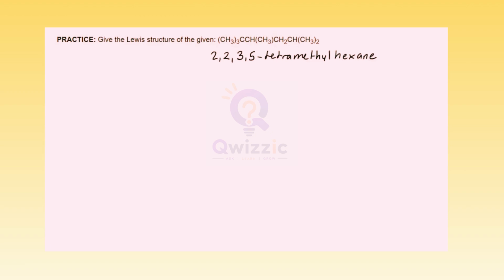Alright, hi everyone. So this question is asking us to give the structure of the given condensed formula of 2,2,3,5 tetramethylhexane. Now here we are given a condensed formula, and our task is to convert this into a Lewis structure.